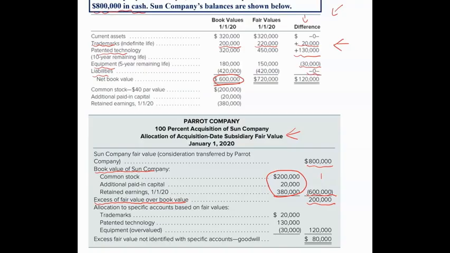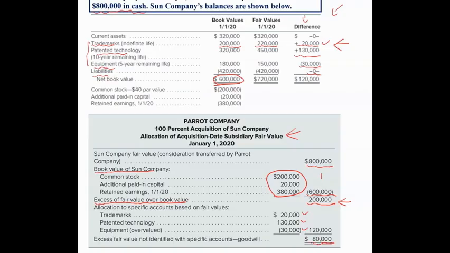Liabilities, there's no difference, which means fair value equals book value. So we are going to allocate this excess 200,000 to these three accounts. First, allocate 20,000 to trademark, 130,000 to patent technology, but we need to take 30,000 from equipment because that is overvalued. So the calculation is 200,000 minus 20,000 minus 130,000, and then minus negative 30,000. Okay, and then we get 80,000 left, and that's a positive number.